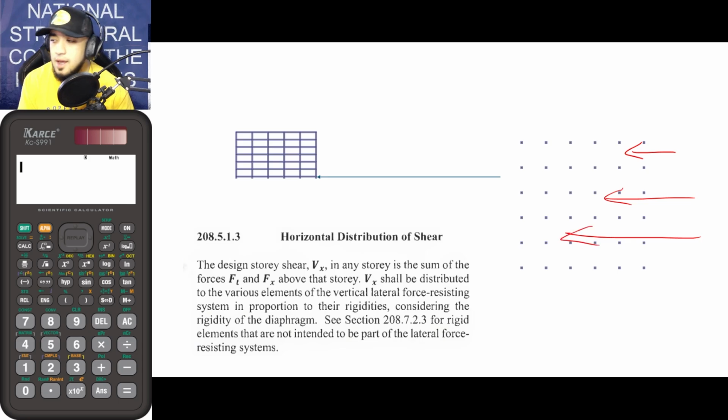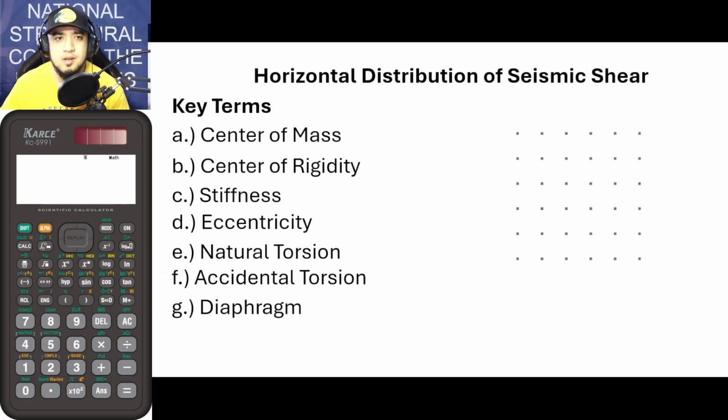And the like. Okay, so from that, guys, we would now be discussing these key terms in order for us to better understand the principles of the horizontal distribution of seismic shear. So in this slide, as you can see, we have plenty of key terms that we should be accustomed to, such as center of mass, center of rigidity, stiffness, eccentricity, and etc.